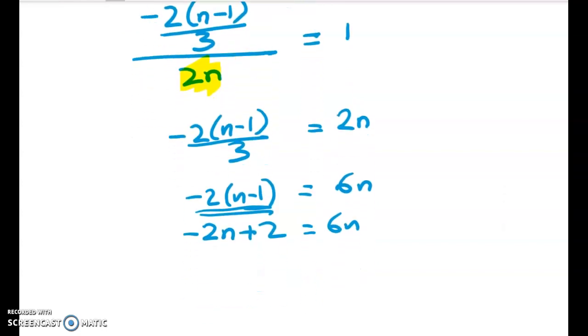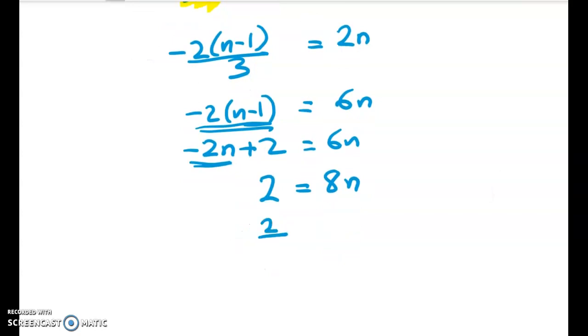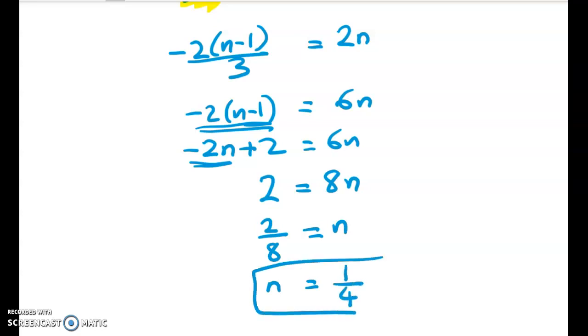And look, it's looking easier and easier as we go. Now I want the n's together and the constants together. I'm going to add 2n to both sides. I'm going to get 2 is equal to 8n. So n is equal to 2/8, which is not a very good answer because we've got to simplify that down. So n is equal to 1/4.